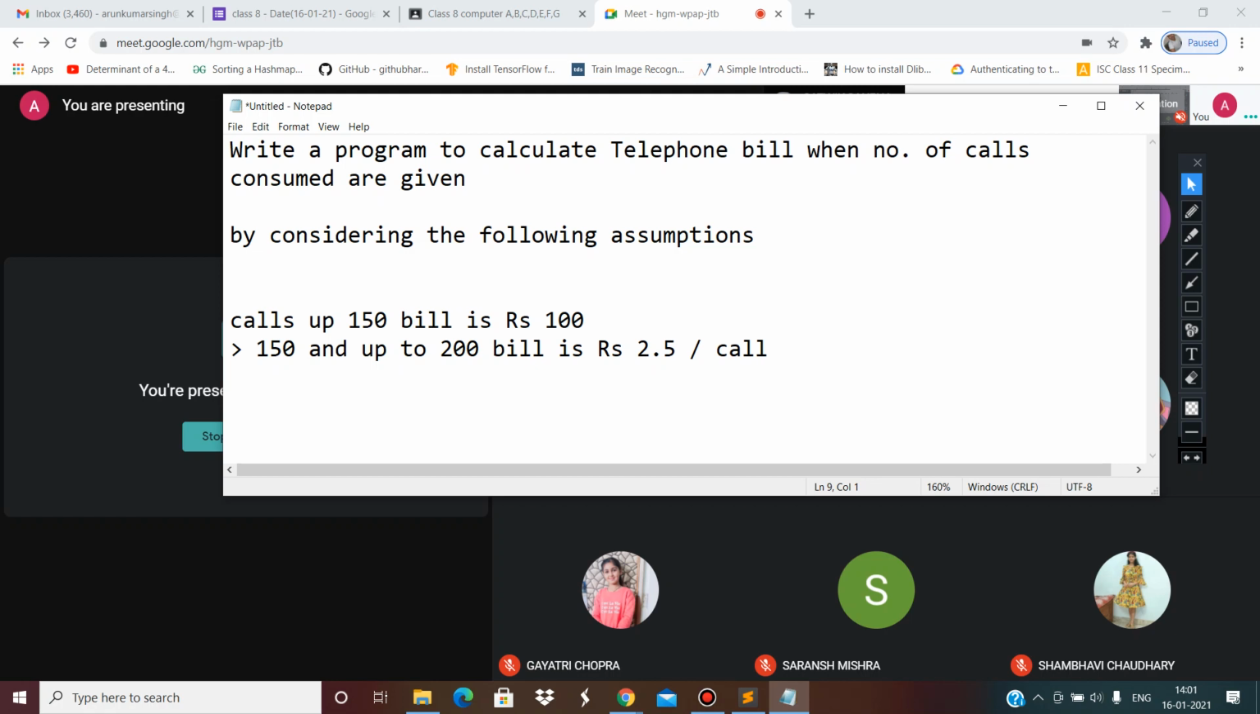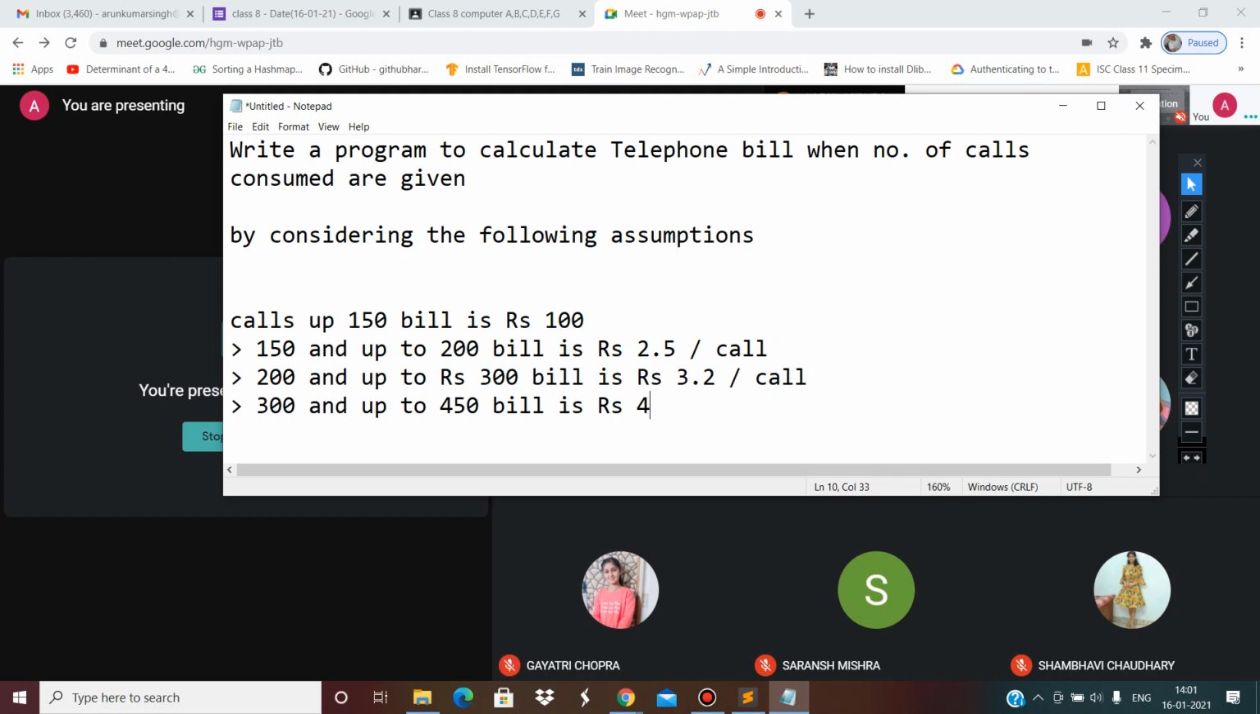More than 200 and up to 300, bill is rupees 3.2 per call. More than 300 and up to 450, bill is rupees 4 per call. And more than 450, bill is rupees 5.2 per call. So children, please attempt this.